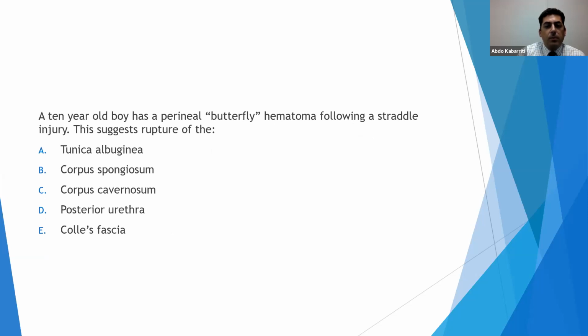A 10-year-old boy with perineal butterfly hematoma following a straddle injury, another anatomy question. And again, just remember that if they do have the butterfly, that means there's been extravasation through the corpora and through the spongiosum. So what this suggests is rupture of the corpus spongiosum, and it's kept in that place by Colles fascia.